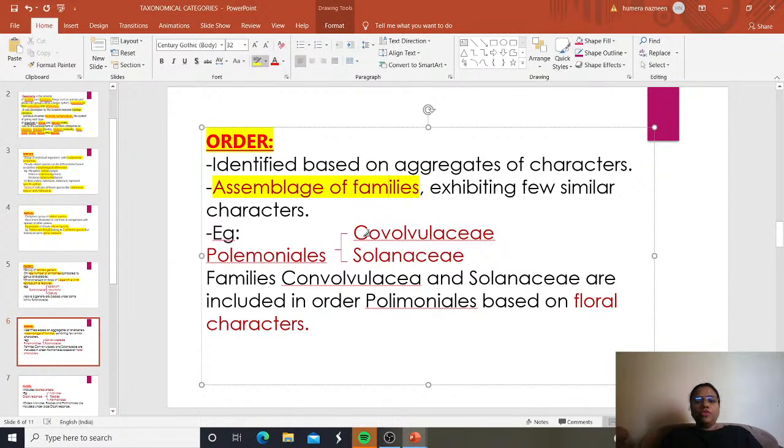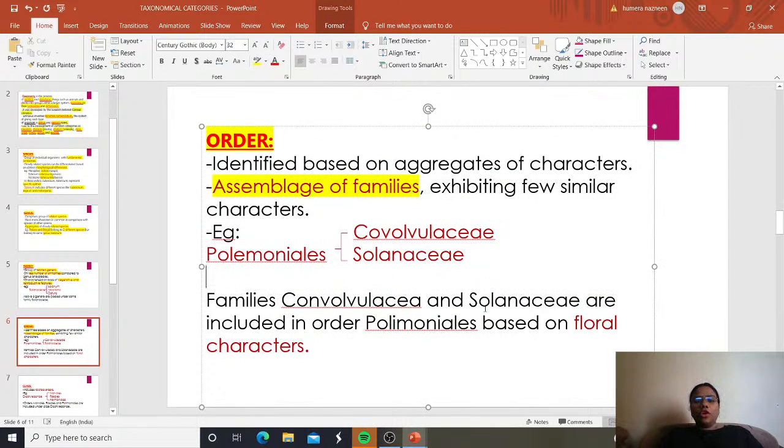Now we have here, see, Convolvulaceae and Solanaceae. These are two families, and we are placing them under a single order, which is Polymoniales. Right? Families Convolvulaceae and Solanaceae are included in order Polymoniales, and why are they placed under Polymoniales? Based on their floral characters. Okay.